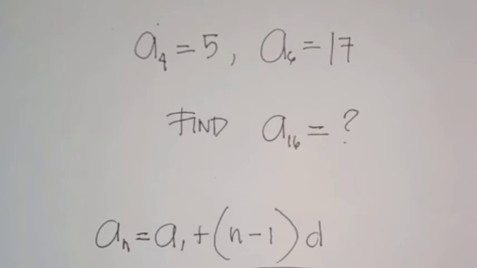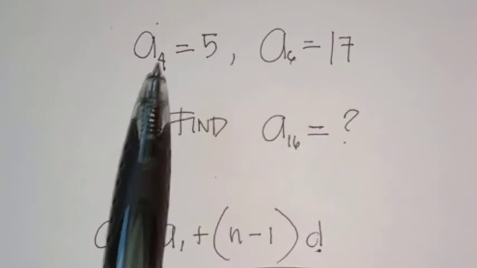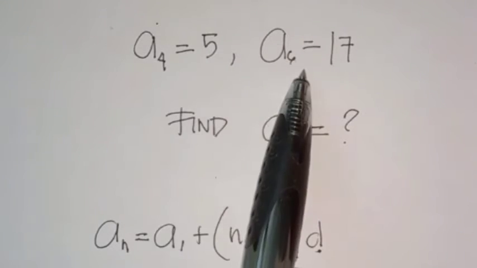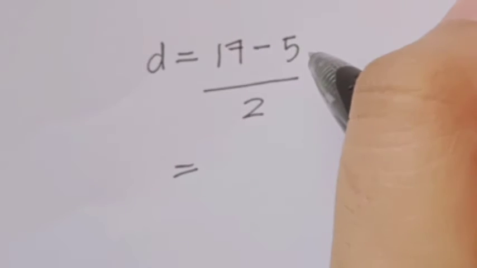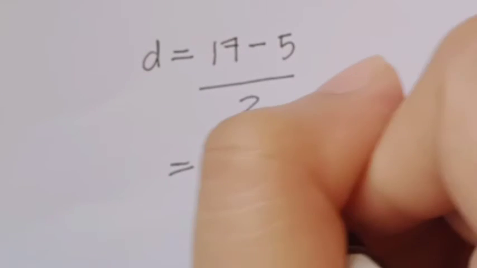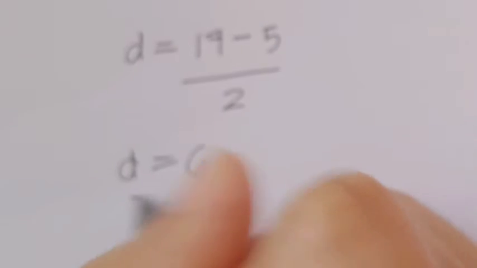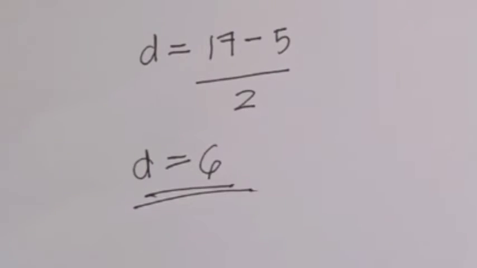First, we will find the d, or the common difference. We subtract a sub 4, which is 5, from a sub 6, which is 17. To get our difference, we subtract 17 and 5, and then divide by 2. Then simplify: 17 minus 5 is 12. 12 divided by 2 is 6. So we can conclude that 6 is our difference. So we already have our difference now.